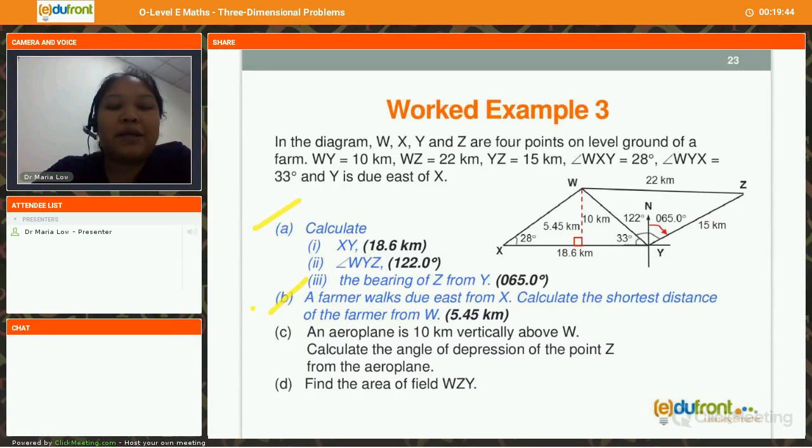So let's take a look at part C. For those parts whose answer has been calculated, they put into a diagram so that right now we can focus on part C and part D to solve the question. Let's take a look at part C. You have a plane that is 10 kilometers vertically above W, and you need to calculate the angle of depression of the point Z from the aeroplane. Can you notice that this is a three-dimensional problem which makes use of angle of elevation and angle of depression.